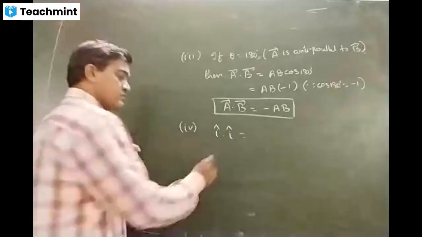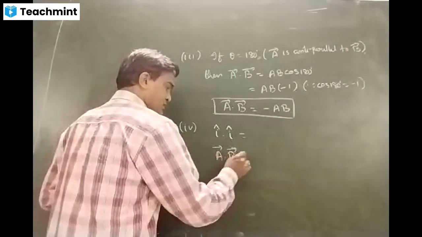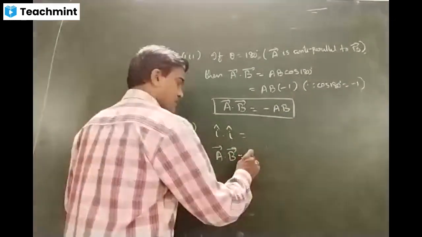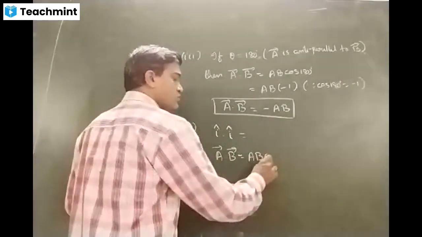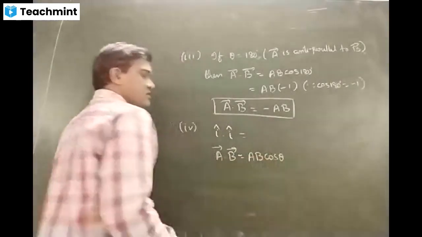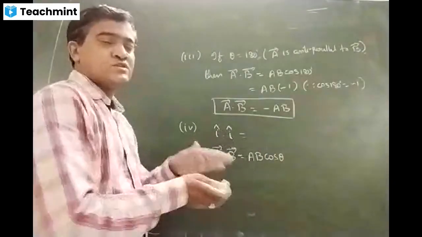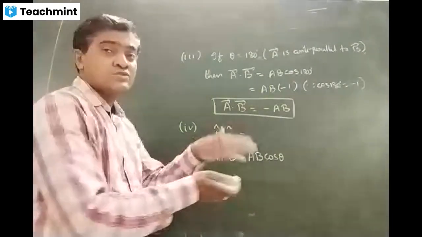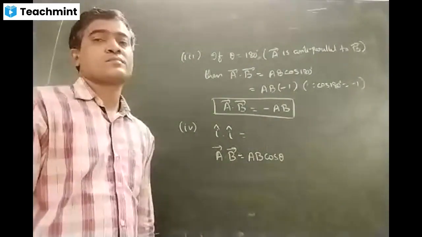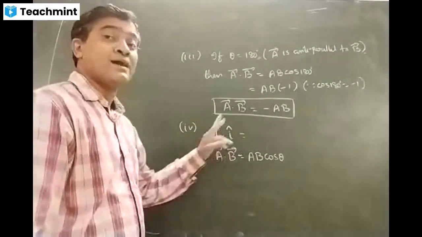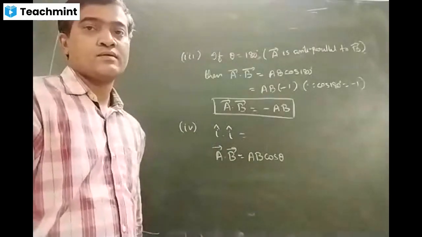Now, A bar dot B bar, what is the formula? AB cos theta, magnitude of A bar into magnitude of B bar into cos theta. But I cap dot I cap: I cap is along the x-axis, and the other I cap is also lying on the x-axis. Then how are these two unit vectors? Parallel. What is the angle between two parallel vectors? 0 degrees.